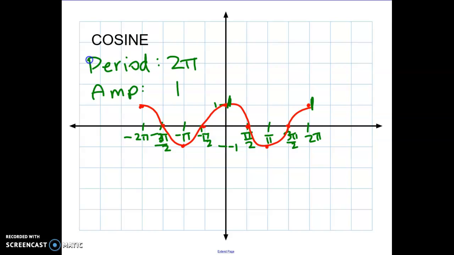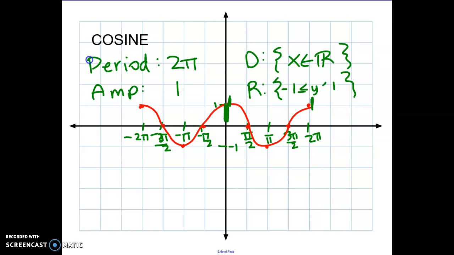Good. So again, that's talking about the height here. It's 1 unit tall. The domain, would this keep on going forever in both directions? Yes, so we say that x is an element of reals. And the range, does the range keep on going forever in both directions? No. What is the range always between? -1 and 1. Good, so we say that all of our y's are in between -1 and 1. And yes, they can equal -1 and 1, so we put the equal to signs in as well.